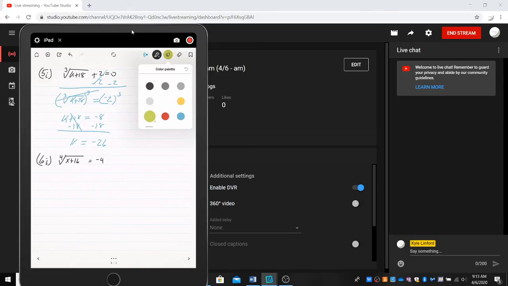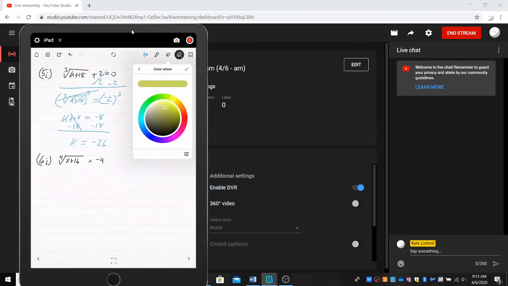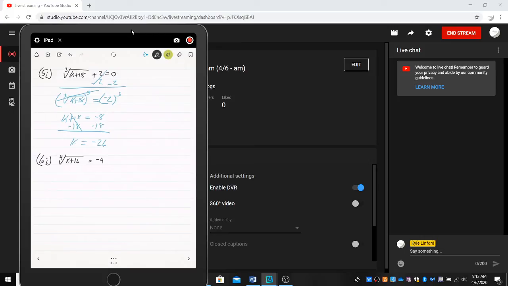I always like to swap colors whenever I check answers here. If my stylus will ever connect, there we go. I would suggest having some scrap paper or trying to do this a little organized as best you can. So let's see, the cube root of negative 26 plus 18 plus 2 equals 0. That's what we want to show.